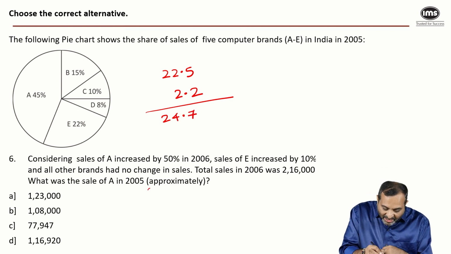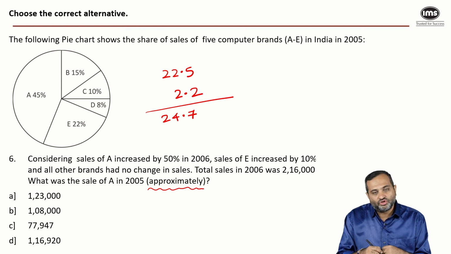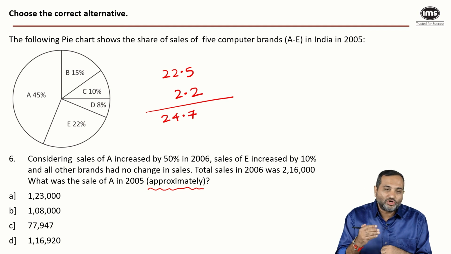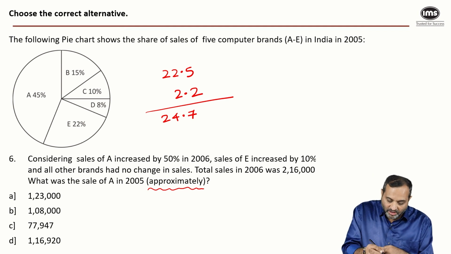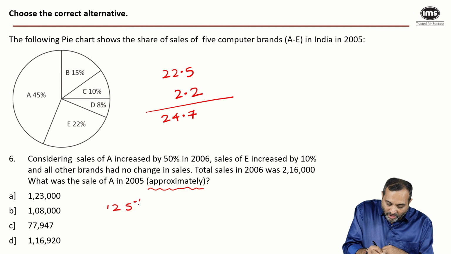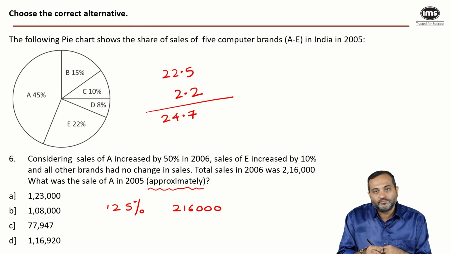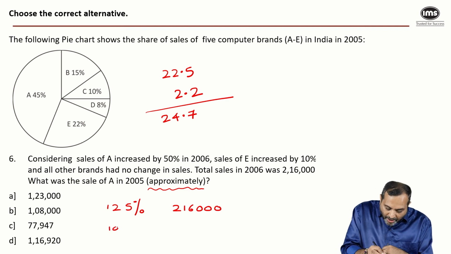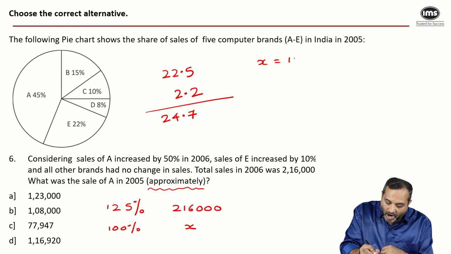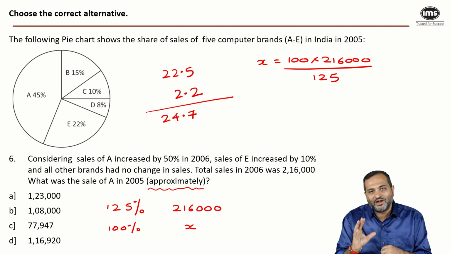Now the question itself says approximately. So let's not use 24.7. Can I use 25%? So if the total sales increase by 25%, can I say 125% corresponds to 2,16,000? So 100% will correspond to how much? So what is my X? My X is going to be 100 into 216000 over 125. Let's not calculate the value as of now.